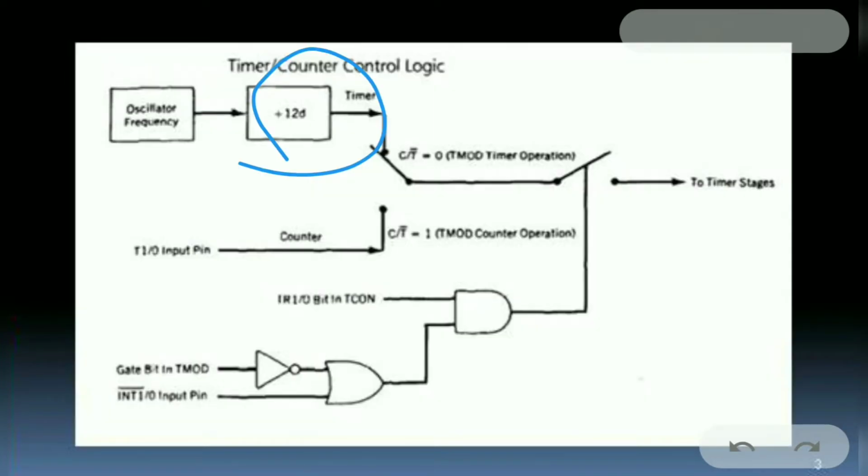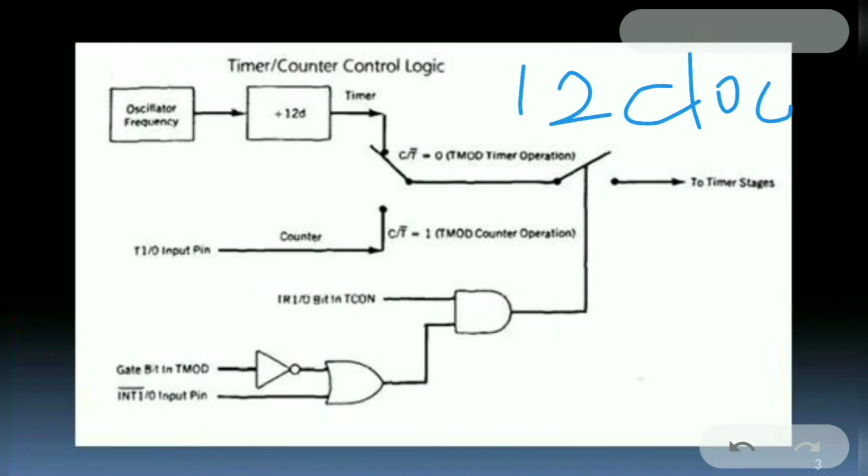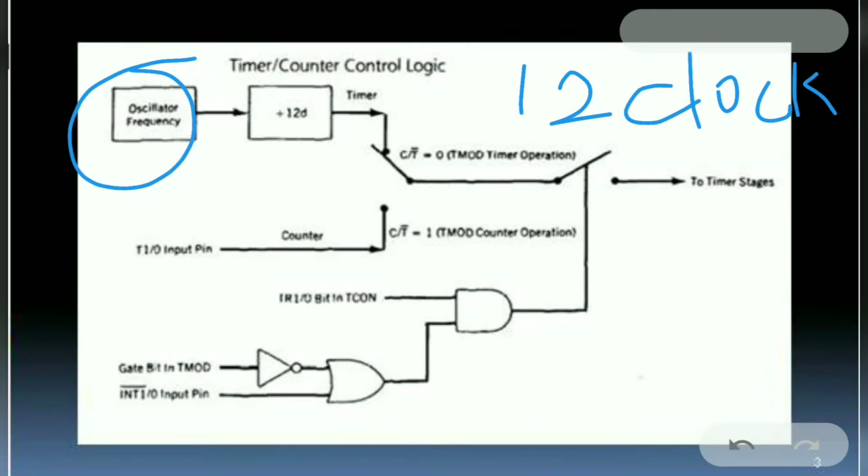This is the control logic of the timers module of the 8051. Here we can see that the external oscillator frequency is divided by 12 for the timer input. That is, the timer frequency is exactly the oscillator frequency divided by 12. This is because for the 8051 the machine cycle is equal to 12 clock cycles. That is, for the 8051 microcontroller one machine cycle is 12 clock cycles of the oscillator.